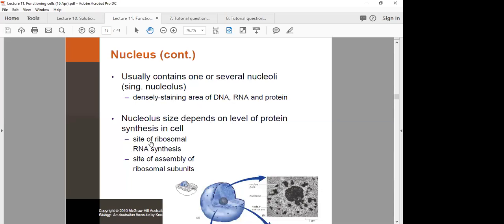The nucleolus is the site of the synthesis of a particular type of RNA molecule called ribosomal RNA. You don't need to remember that now. We'll talk about different types of RNA molecules later on. But this is where ribosomal RNA is synthesized, and it's also the site of assembly of another cell structure called the ribosome. Rather, components of the ribosome are put together within the nucleolus.